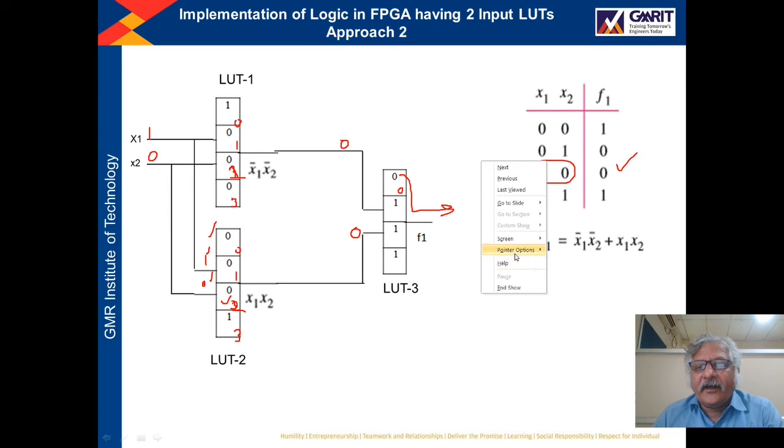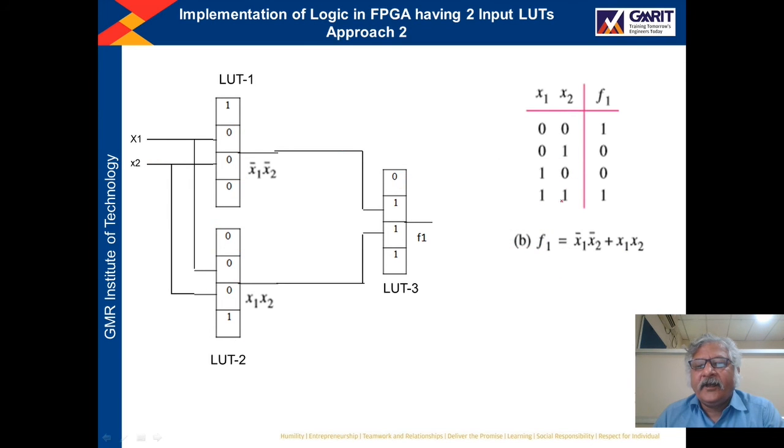We can check another condition. Let us assume inputs x1 and x2 are 1, 1. So what will happen? This is 1, this is 1. So this will activate my cell number 3. Here we have stored 0, so 0 will be the output of this LUT. Same way, this LUT will also activate this cell. Here we have stored 1, so 1 will be the output of this cell.